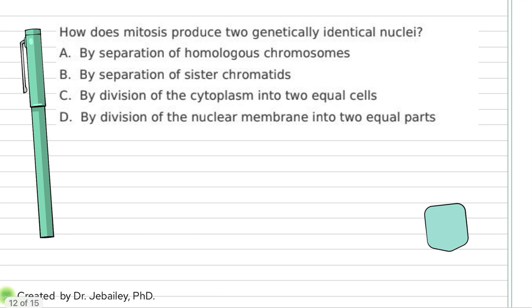All right, moving on. Now we have: how does mitosis produce two genetically identical nuclei?